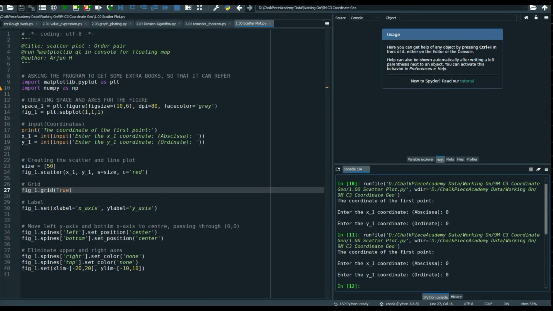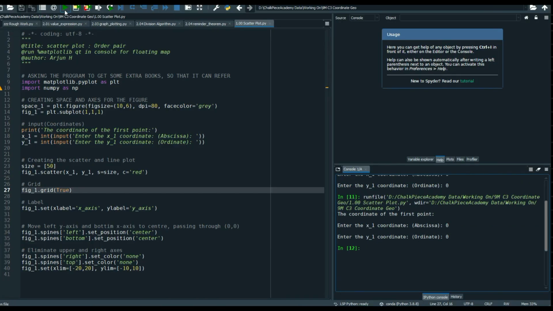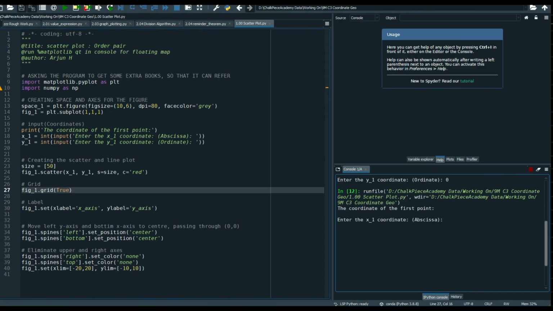So let's do this practically. Let me execute this and see what it's trying to do. The coordinate of the first point, actually there's only one point which I put across. Enter the x1 coordinate, or your abscissa. Let me give a value like 5. Next is your y coordinate, if not ordinate. So 3. Now imagine where exactly it will be. How much right or left, how much up or down.